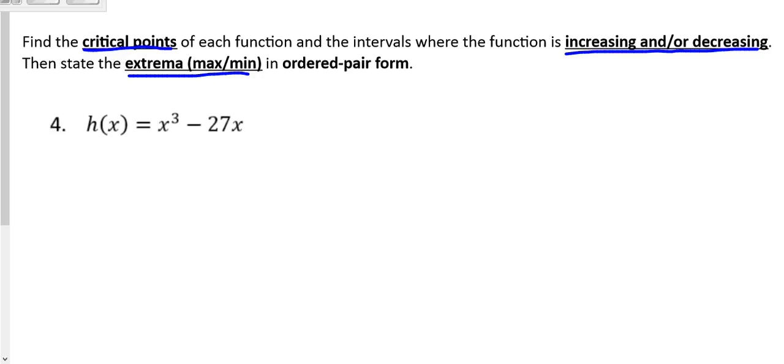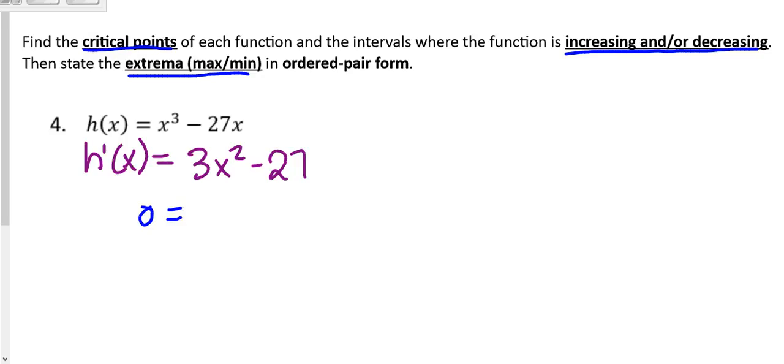To be able to use the first derivative test, we have to take the first derivative. The derivative of h of x, so h prime of x. We use the power rule and we get 3x squared minus 27. We have to find our critical numbers. So we set this equal to 0. There's nowhere where this can be undefined. There's no dividing by 0. There's nothing crazy happening. So we set this equal to 0.